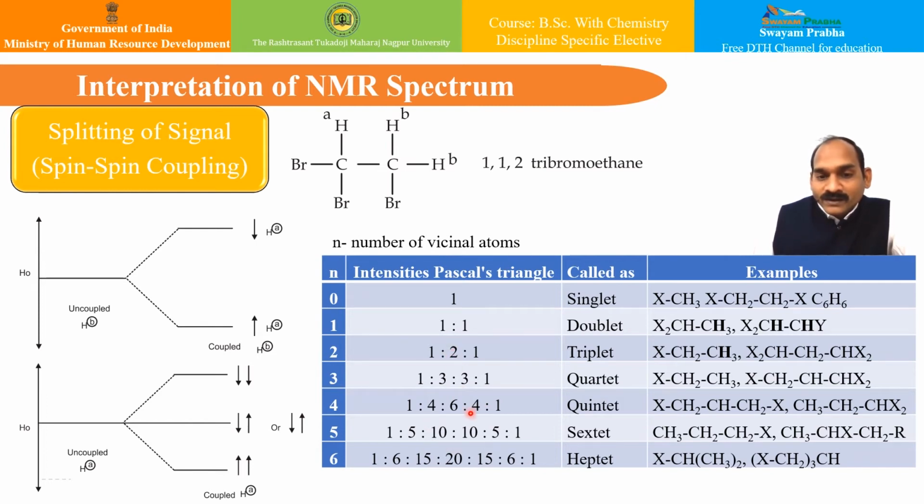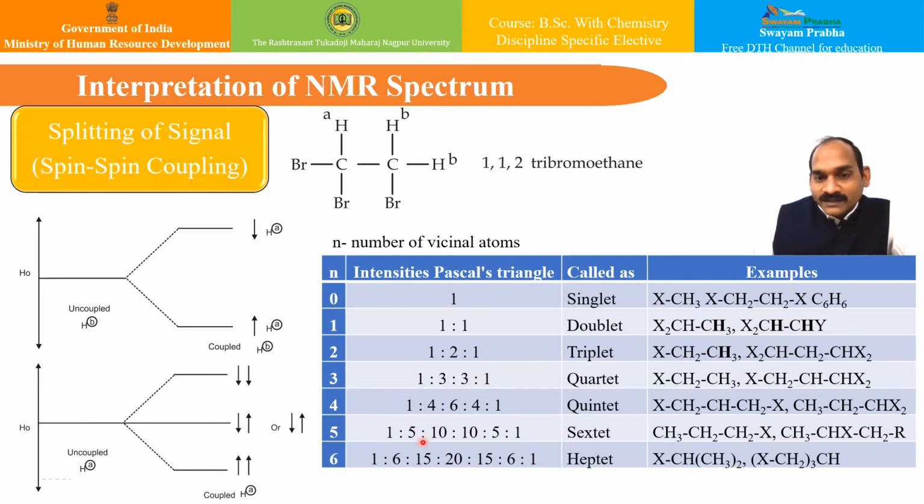One interesting thing you can find here is that the middle figure is always the sum of the two above it. Like 1 plus 1 is 2, 1 plus 2 is 3, 2 plus 1 is 3, then 1 plus 3 is 4, 3 plus 3 is 6, 3 plus 1 is 4. So you can form your own Pascal triangle for spin-half nuclei, like the H1 proton, wherein the spin is half. This Pascal triangle is followed.